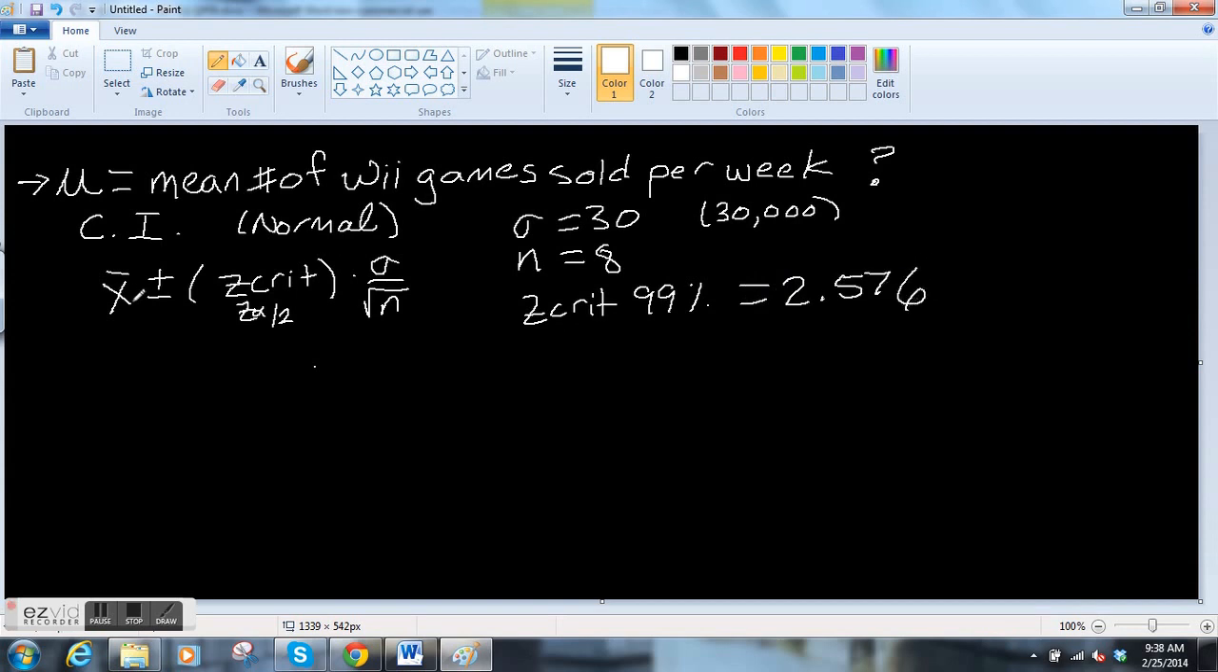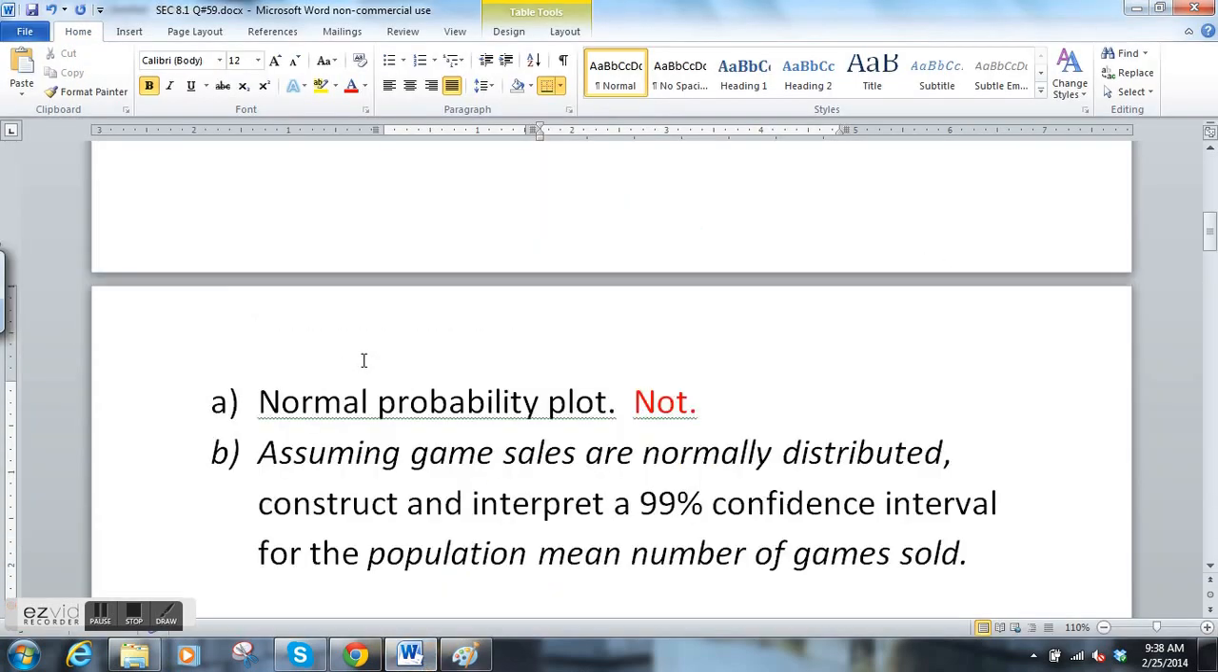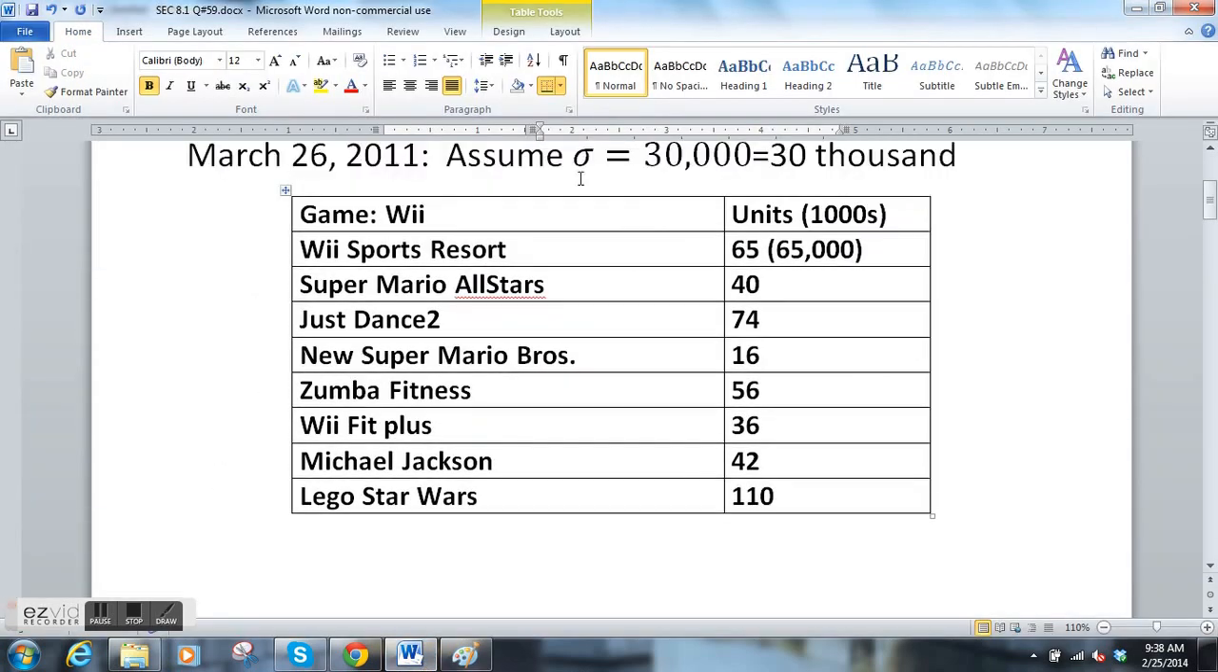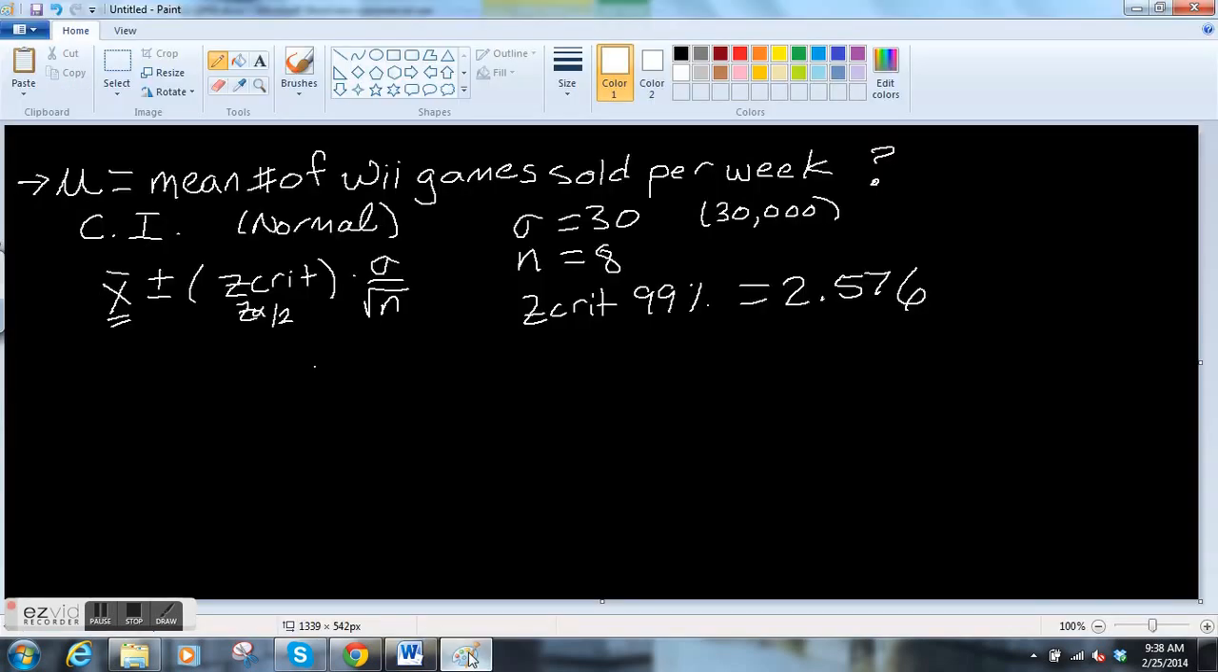2.576. So we have this piece, Z critical, sigma, and all we need is this, X bar. So how are we going to find X bar? Well, it's not that challenging. We have all this data, and basically you just want the sample mean of these 8 numbers. So you're going to add them all up and divide by n. So again, to find this x bar, you're going to add up all the numbers and divide by n.